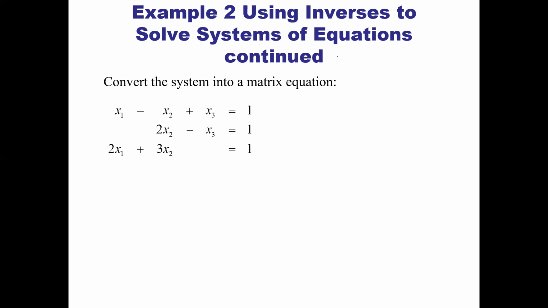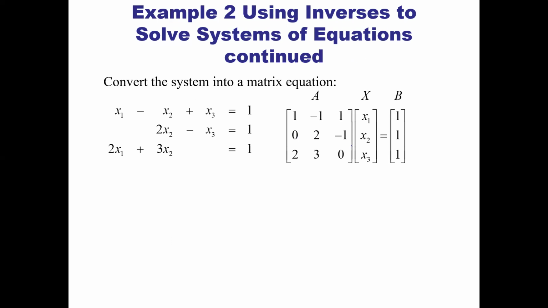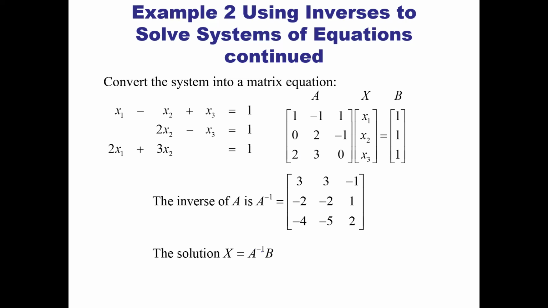Now we're going to convert the system into a matrix equation. Remember, the variable matrix is x1, x2, x3, and that's what we have here for X, then our coefficient matrix and the B's over here. Now the inverse of A, which is really nice, they give it to us. A calculator does it really quick too. So if nothing else, use your calculator if they don't ask for it to be worked out longhand. And so we can take X equals A inverse times B.